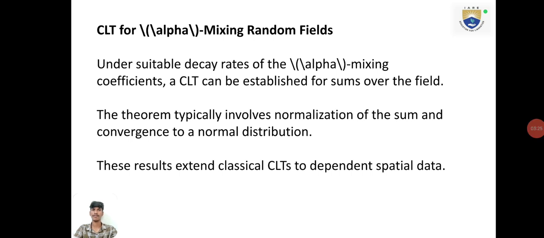CLT for alpha mixing random fields. Under suitable decay rates of the alpha mixing coefficients, a CLT can be established for sums over the field. The theorem typically involves normalization of the sum and convergence to a normal distribution. These results extend classical CLTs to dependent spectral data.